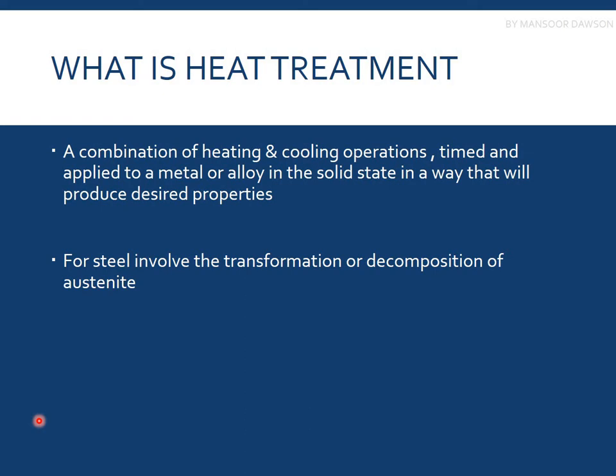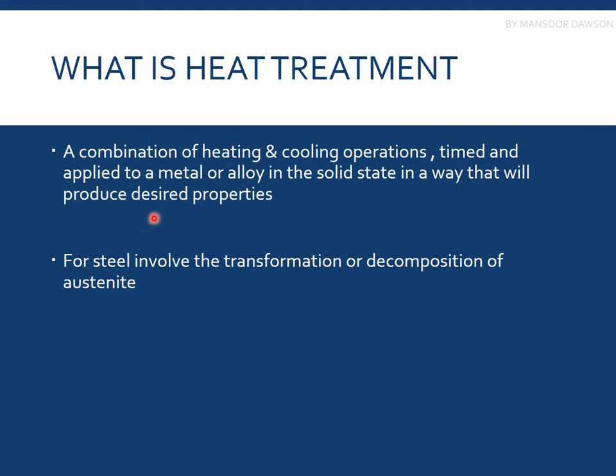If we want desired properties, or a desired microstructure in our metal or alloy, we apply certain heat treatment processes in which we heat the material, we hold the material, and then we cool the material at different rates. For steel, we will be talking about the region of austenite. So we'll be heating our material to the austenitic region, and then cooling it down at certain rates, with certain time.